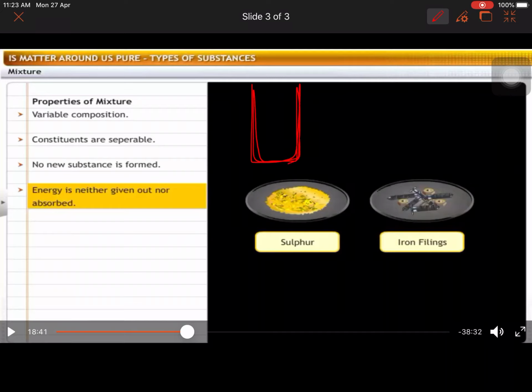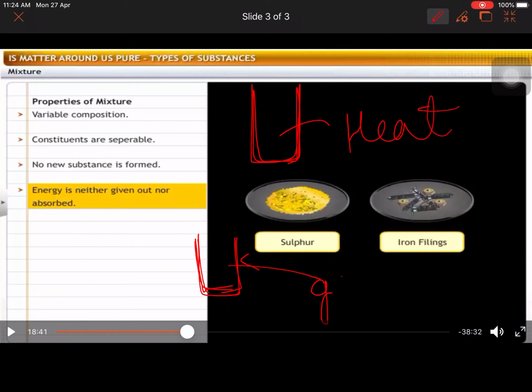In any kind of reaction where heat is liberated, that means there is an exothermic reaction. And when you try to make a reaction and you give energy in the form of heat, that is an endothermic reaction. So to proceed with any reaction, you have to put in heat, that is endothermic. When the heat is liberated out of the reaction, that is called an exothermic reaction.